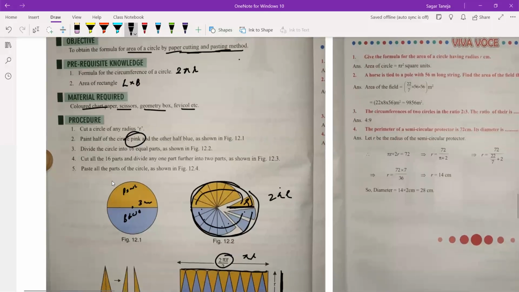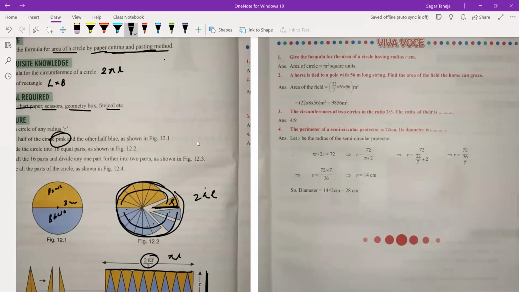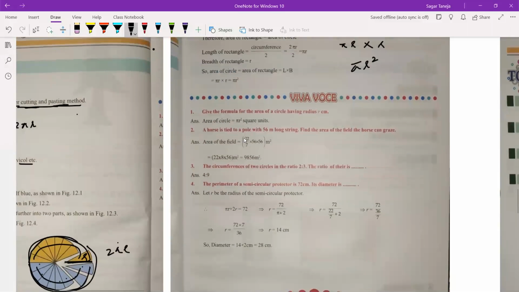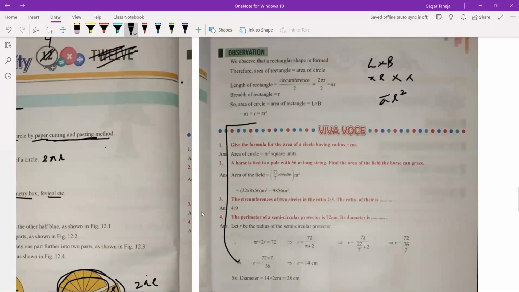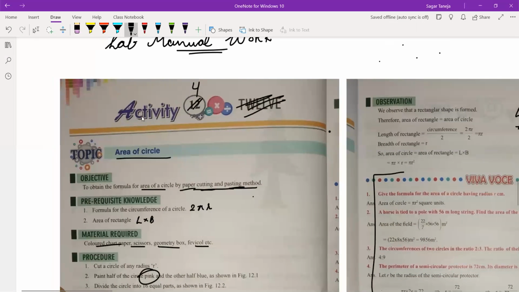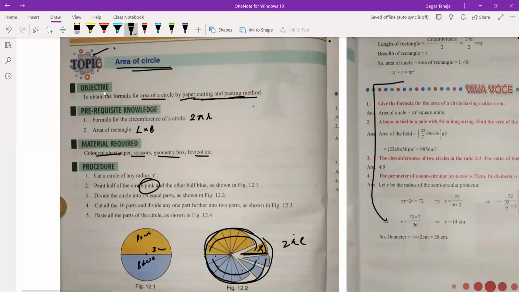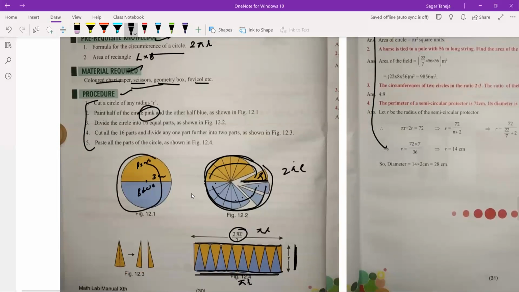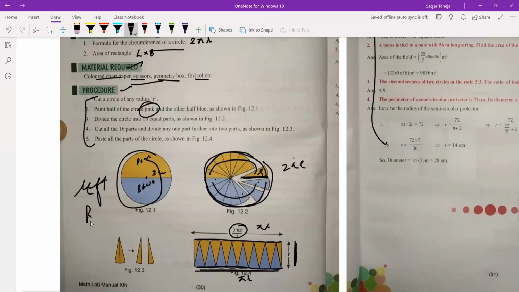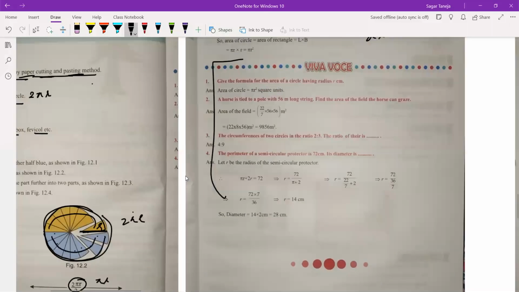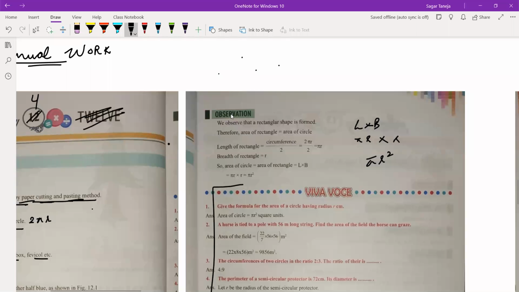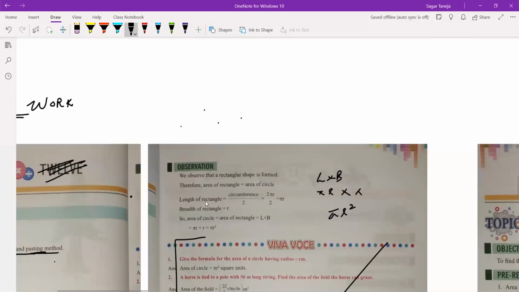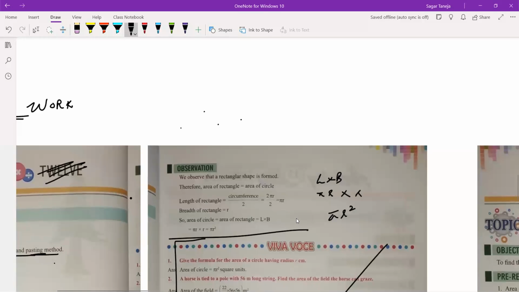But you have to write this activity in your lab manual, and go through these questions also. The rest you have to write everything same: activity 4, topic area of circles, objective with black pen, then blue, black, blue, black, this way. All these cuttings and pastings should be on the left side of the page, on the blank side, and all the writing portion should be on the right side. Where you do not have to write these question answers, you have to just end your activity here. After observation, nothing else. After this line, nothing you have to write.